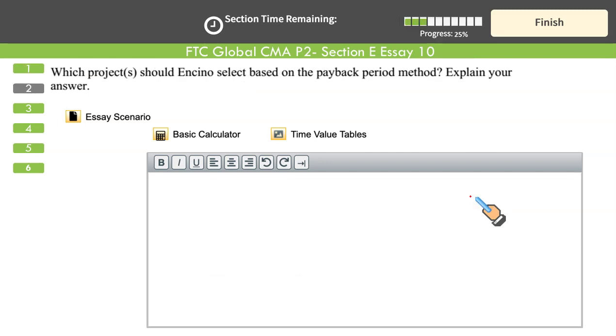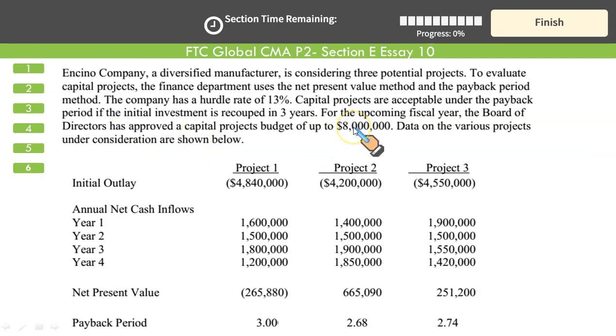Next, which project should Encino select based on the payback period method, and explain your answer. Going back to the case study, since we have this budget, we can take either project 1, 2 or 3. We should not take project 1 because it is giving you negative NPV and its payback is the highest of all these 3 projects. Now selecting between 2 and 3, I have this much constraint.